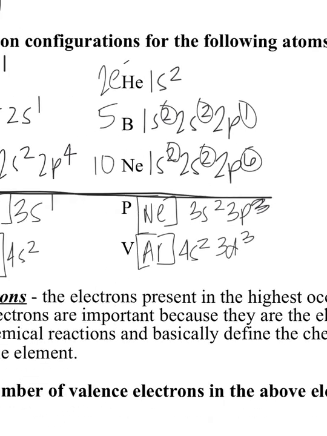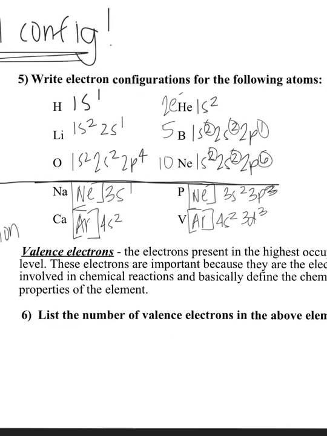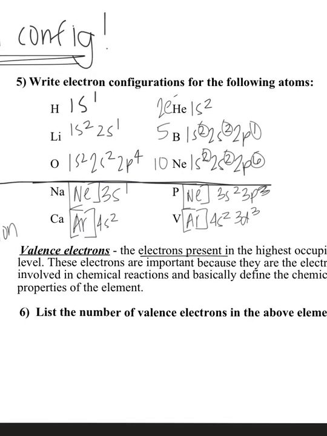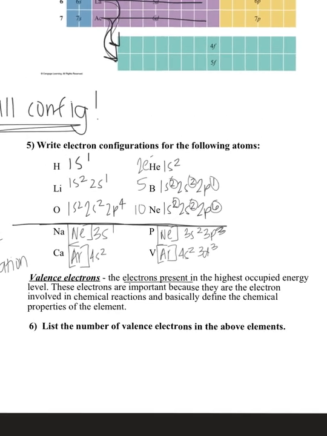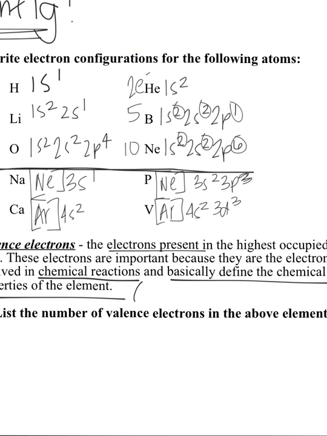So the next thing we're going to talk about is valence electrons. So those are the electrons that are present in the highest occupied energy level. Okay, so that outermost level. These electrons are important because they are the electrons involved in chemical reactions and basically define the chemical properties of that element. So they want us to list the valence electrons for the above elements. Okay, remember also we used to find valence electrons doing the group number. Remember that we did not do that with the transition metals though.